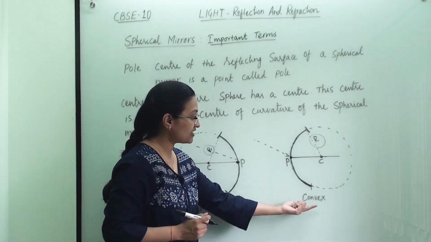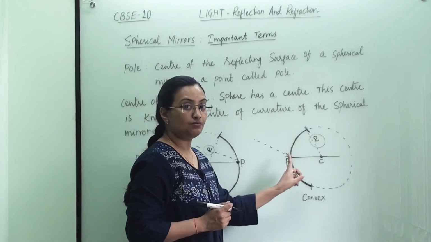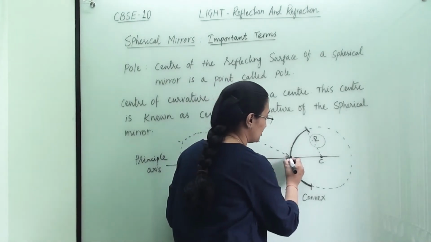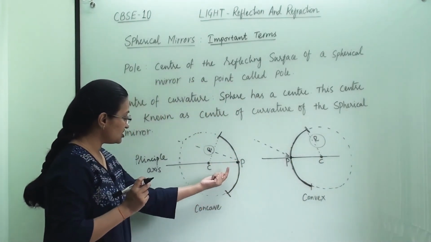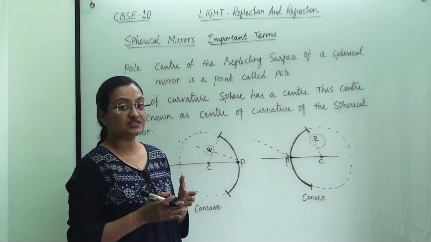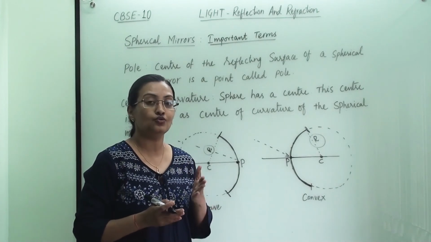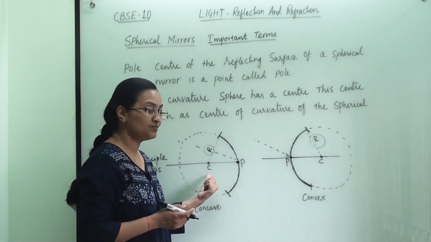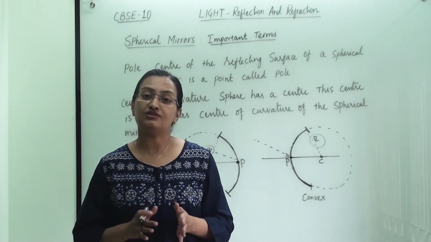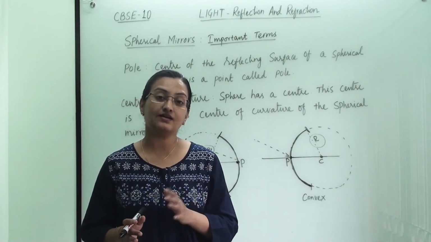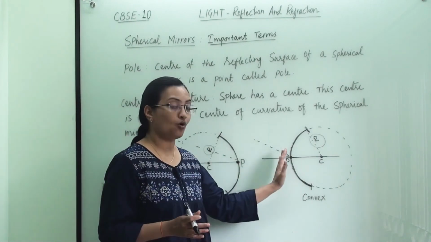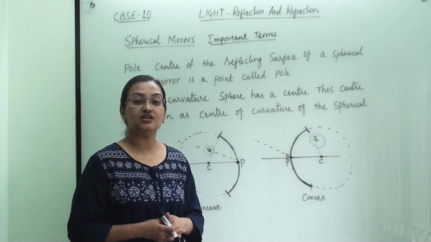But in the convex mirror, as C is lying behind the mirror, the principal axis also passes through C and goes behind the mirror. Here it is just before the mirror. So what is the principal axis? The principal axis is a normal to our mirror and it passes through the center of the curvature and the pole. Now we will see two different cases for the concave mirror and the convex mirror, and try to understand which kind of image the rays will give us when they fall on this mirror.